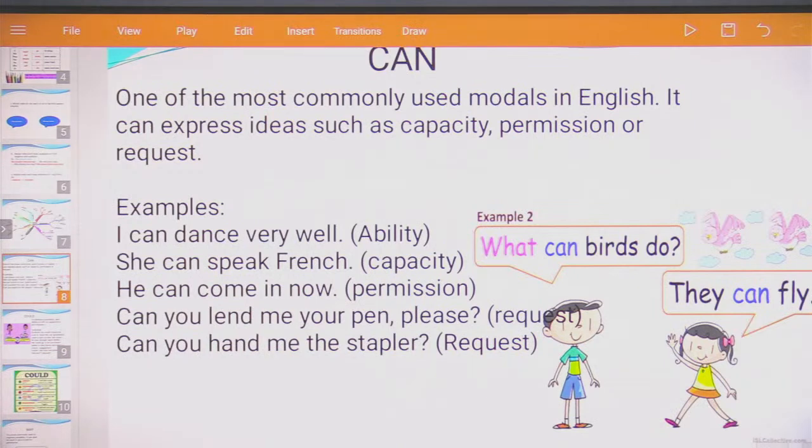Now see the third sentence, student. He can come in now. Okay, so he can come in now. So what is it showing? It is showing permission for someone. That person can come in now.